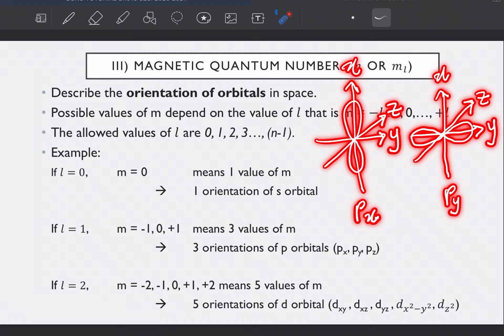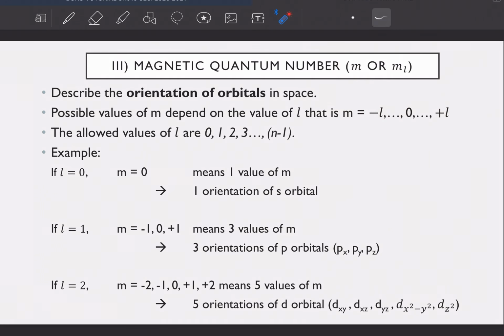z axis lah. Okay, so the possible values of your M, your magnetic quantum number, will depend on the value of L. So maksudnya dia akan depend on the shape of your orbital. So let's say we have M, generally the possible values for M is minus L, whatever in between, 0, whatever in between, and plus L, maximum dia.